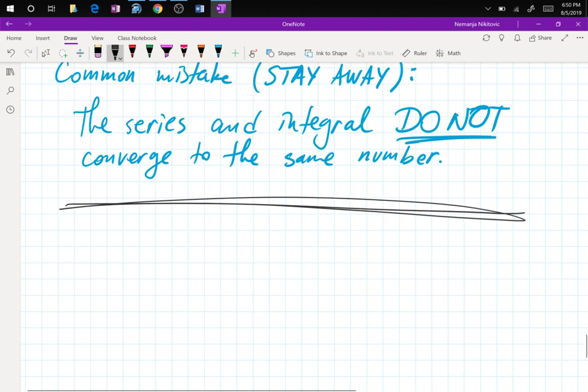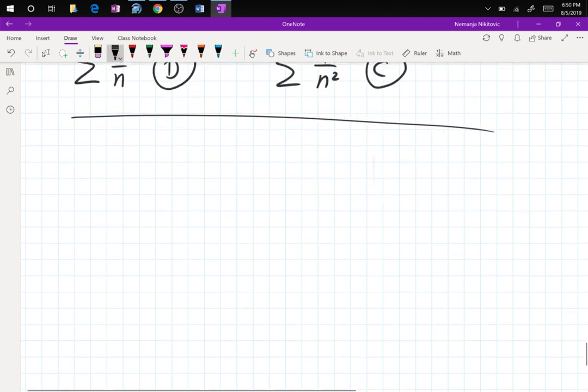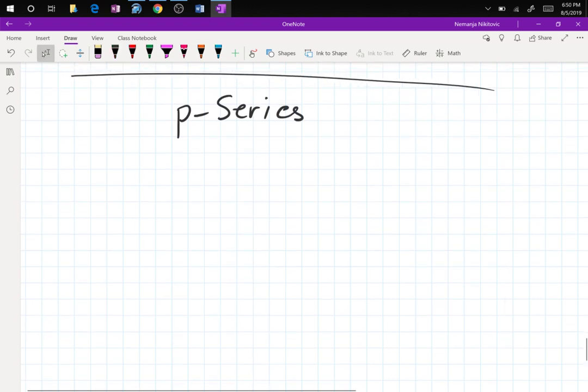Now, from these two examples, where we said that the summation of 1 over n diverged and the summation of 1 over n squared converged, we are going to come up with something called the P series. And this is the cheapest, absolutely cheapest test that you guys can possibly have. And it goes like this.